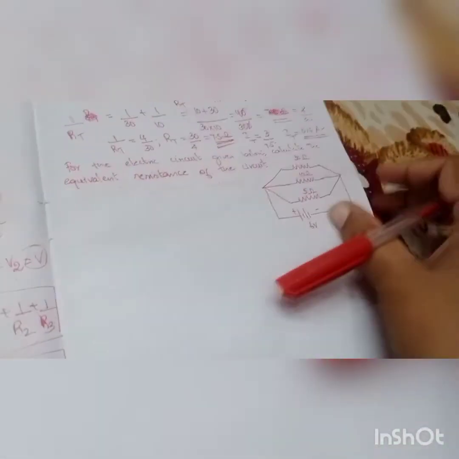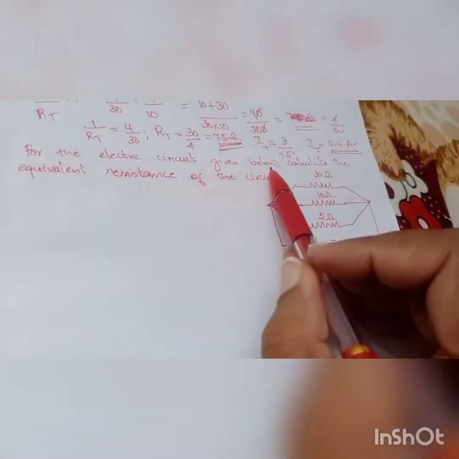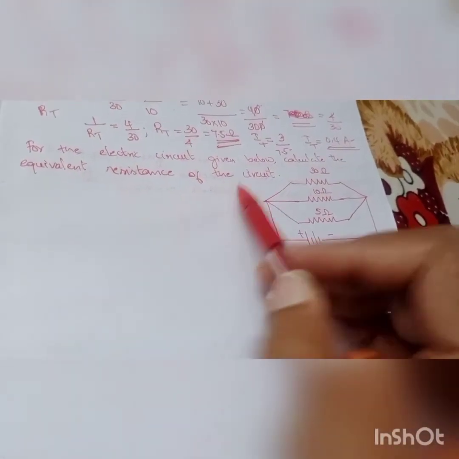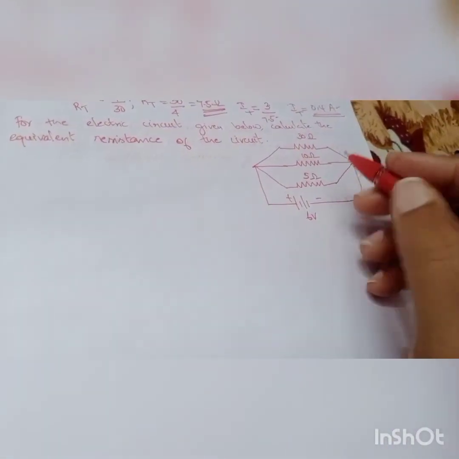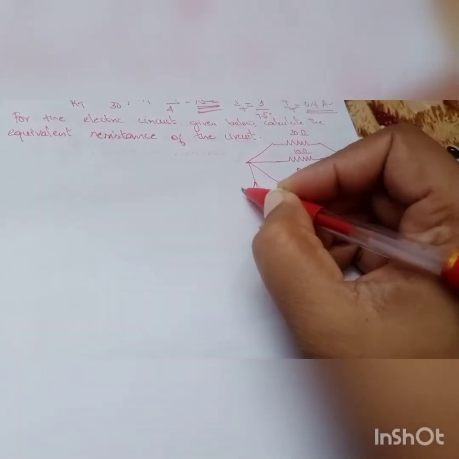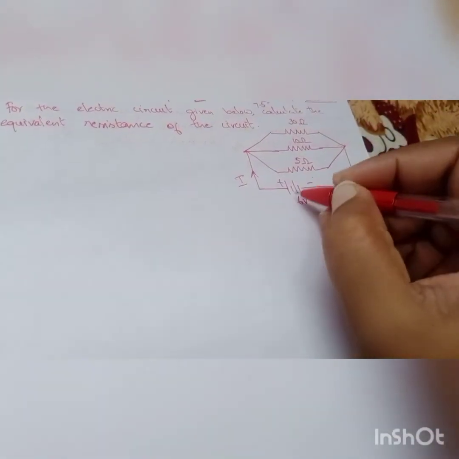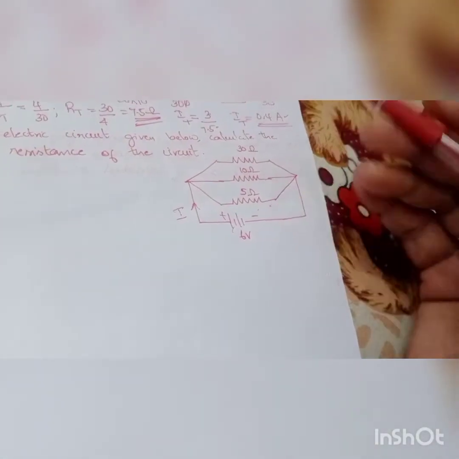Okay. Now let's move on to another question, a simple question. For the electric circuit given below, calculate the equivalent resistance of the circuit. Very simple. So this is the circuit given. We have 3 resistors connected. This is the total current I flowing in the circuit, and the total voltage is given as 6 volt.